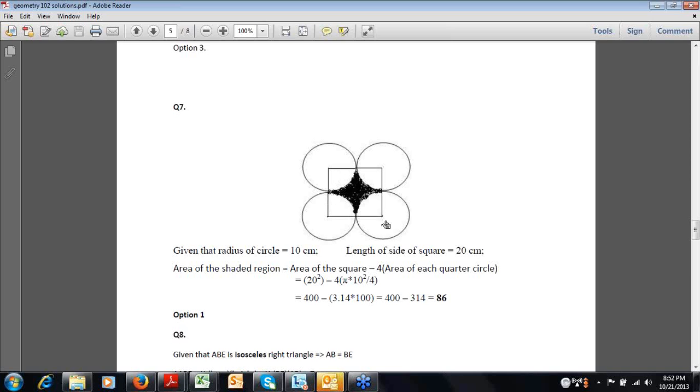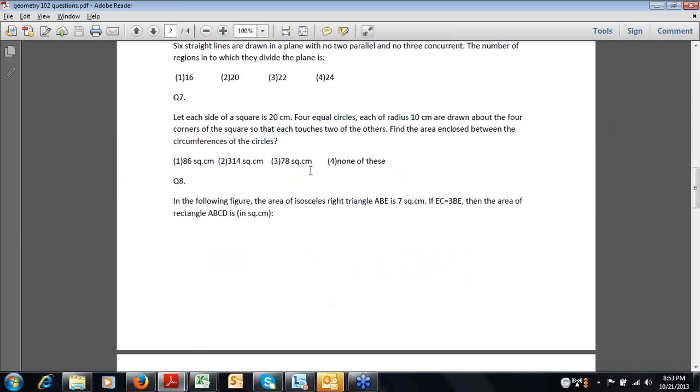The square is 20 centimeters, so the square area is 20 square. This is written as 4 into a quarter of a circle, which is the circle area, pi r square. So 400 minus pi r square, the value is 86. We have option 86, yes, option number 1 only. We'll go ahead and mark option number 1. Many of you have got it right. Vivek has got it right. Mogna has got it right. Ankit has got it right. So a lot of you are getting it right.